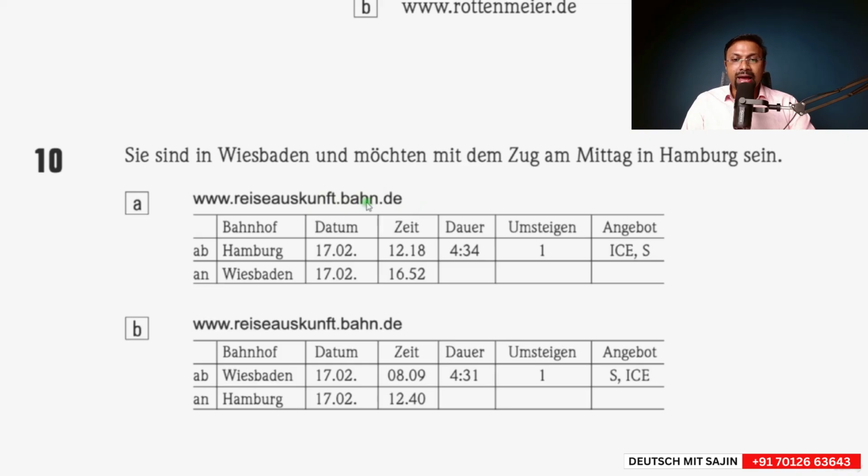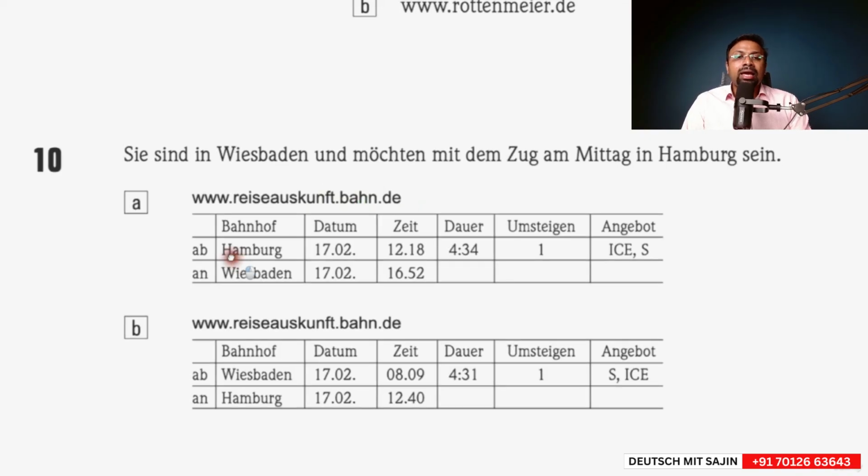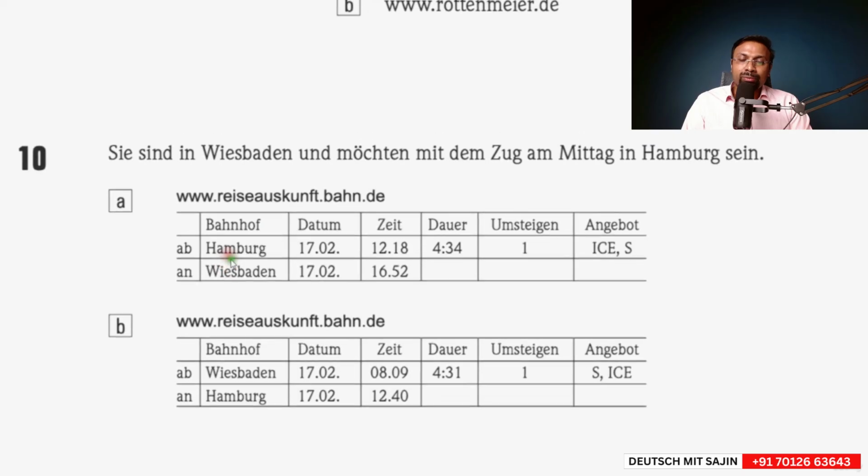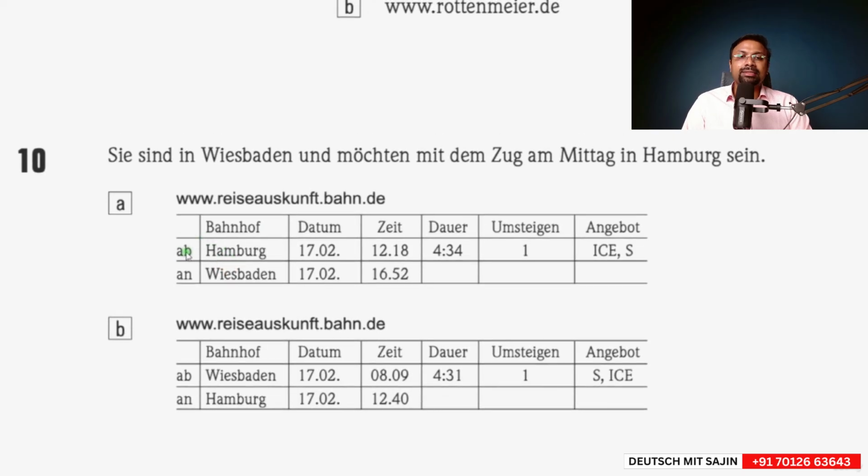Here it is Bahn, from the Deutsche Bahn, the German train, and let's have a look at the information. Ab means this is where you start, and an is where you arrive. So this is the departure and this is the arrival. Very important in this case. Please keep this in mind, because in case something like this shows up in the exam, you exactly know what ab and an mean. So here you leave from Hamburg and you arrive in Wiesbaden.